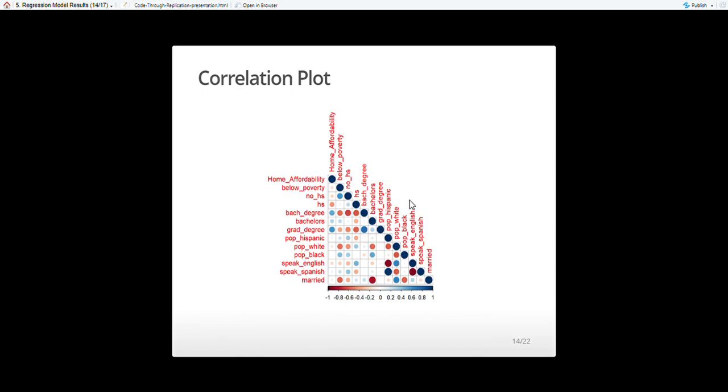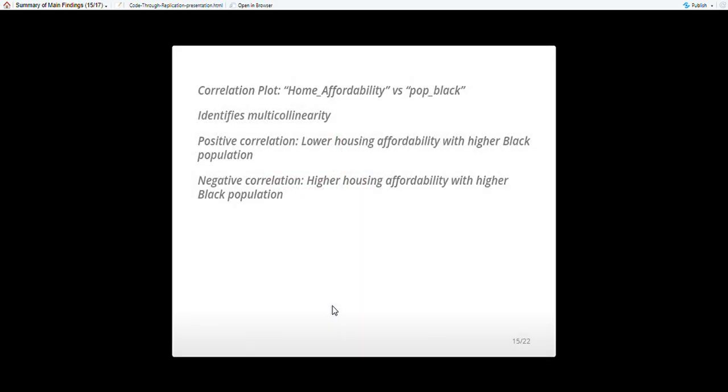Analyzing the correlation between home affordability and population Black helps to understand the relationship between housing affordability and the racial composition of a given area. A positive correlation would suggest that areas with a higher percentage of Black residents tend to have lower housing affordability, whereas a negative correlation would imply the opposite. Evaluating this correlation can provide valuable insights for policymakers, urban planners, and researchers interested in addressing housing disparities and promoting equitable housing opportunities.